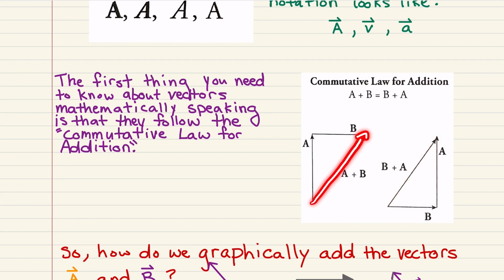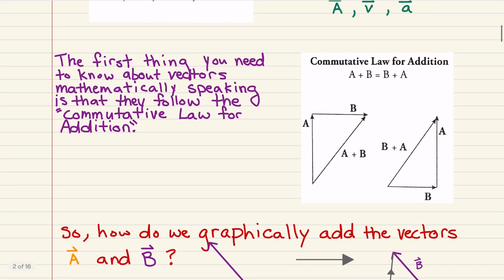And if we take A plus B and B plus A and we put them right next to each other, you'll notice that not only are they the exact same length, but they're also pointing in the exact same direction. So what that means is that A plus B and B plus A are essentially equal to each other, all right? Proving that vectors do follow the commutative law for addition. All right, so what did we just do here?